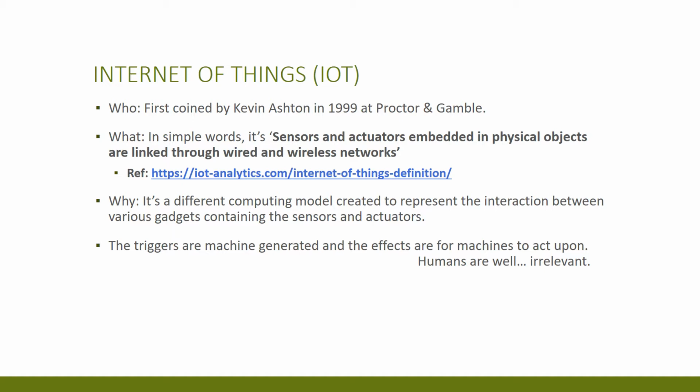Since that limited origin of the term, IoT has expanded in scope. There are many different definitions to IoT floating around in the technological ether. The one that we found the most simple and explanatory goes like this: sensors and actuators embedded in physical objects are linked through wired and wireless networks.